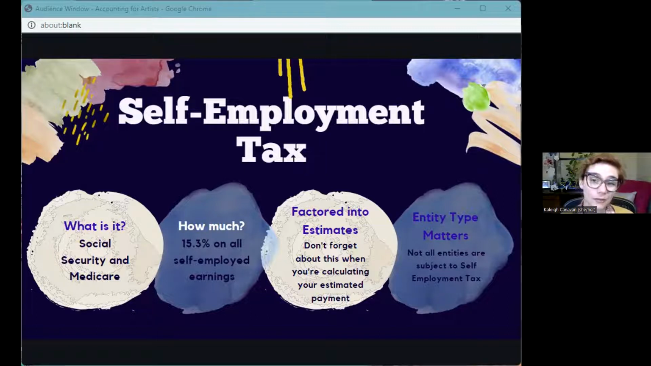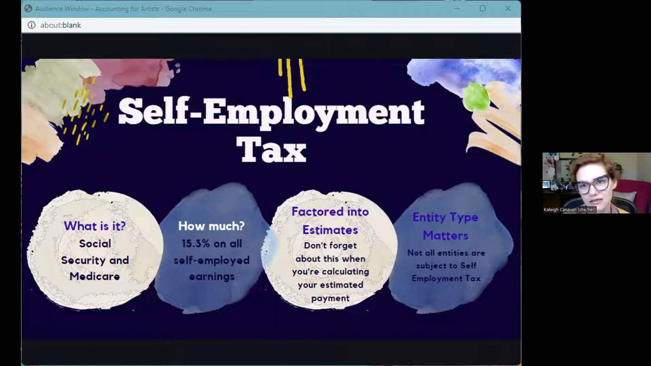An S Corp has to run payroll for the owners. You have to pay yourself reasonable compensation. And these are all conversations that you should have with your accountant to make sure that the benefits of not paying self-employment tax are outweighed by the administrative burdens.